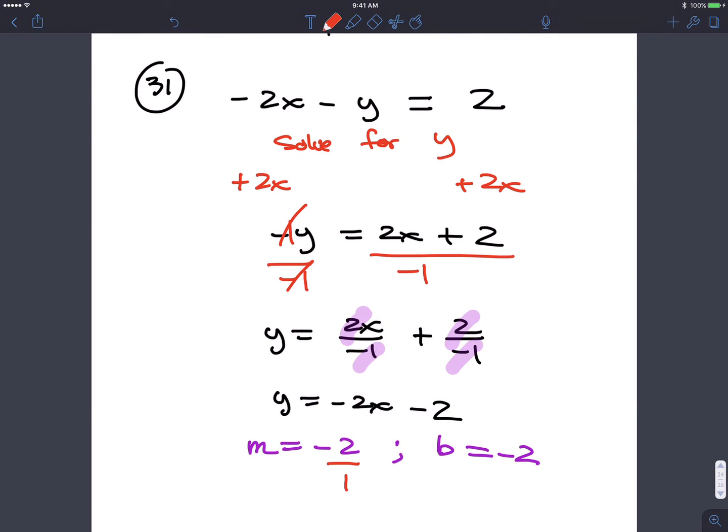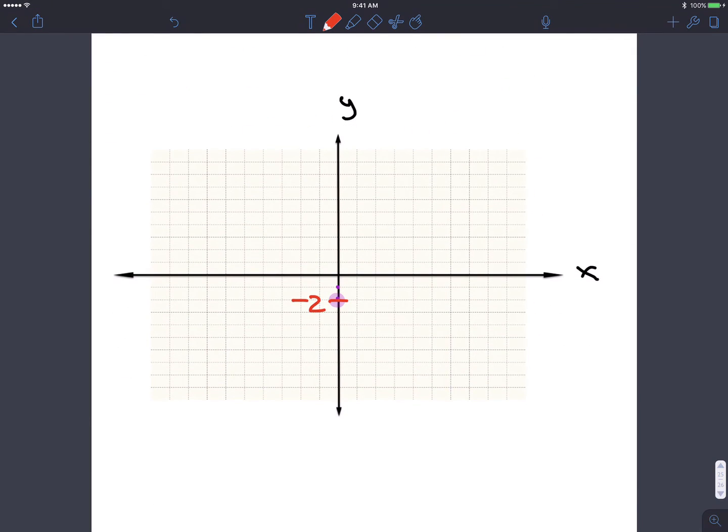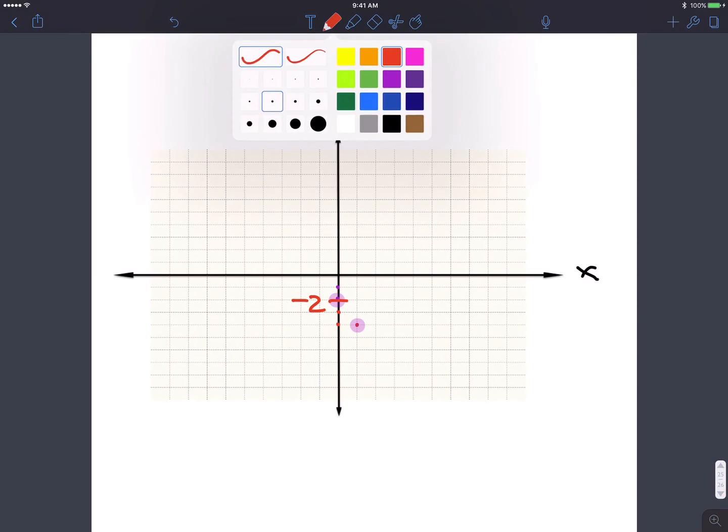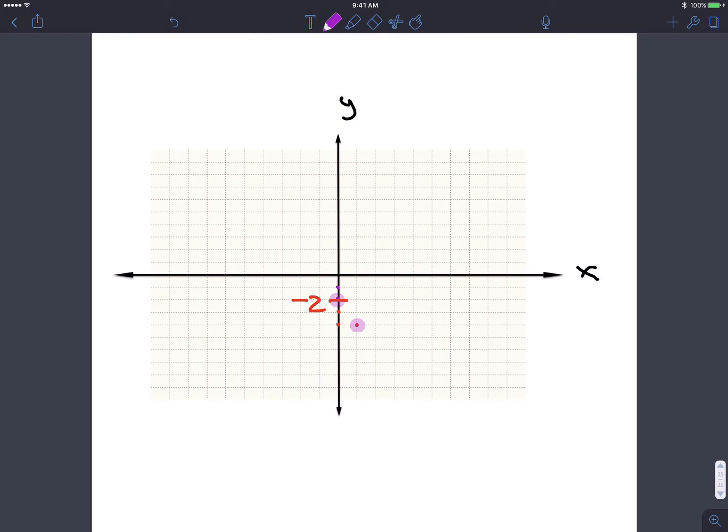Here's what you're going to use. You're going to use the slope of -2 over 1. That means I go down 2 units and I go to the right 1 unit to determine the next point. I'm using my slope of -2 over 1. We're going to draw our line. And we're done.